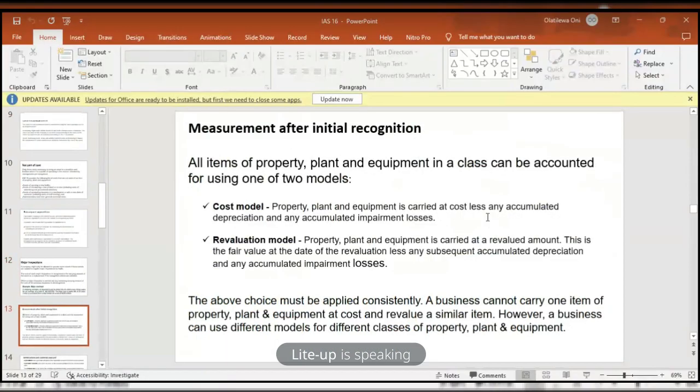Then we moved on to talking about measurement after initial recognition. There are two models for measuring items of PPE after the initial recognition. We talked about the cost model, the revaluation model, and how those models are used to measure any item.